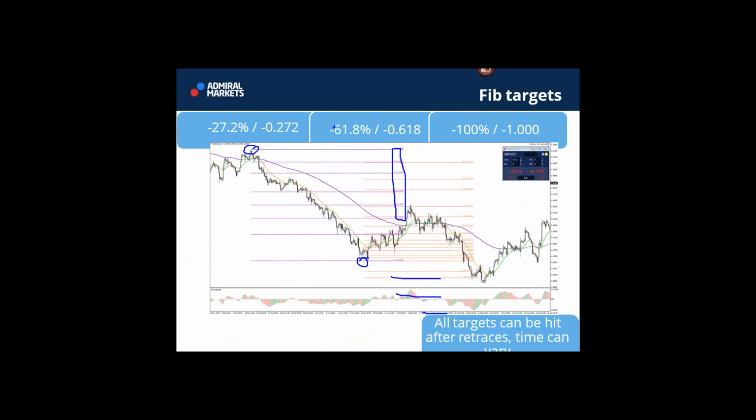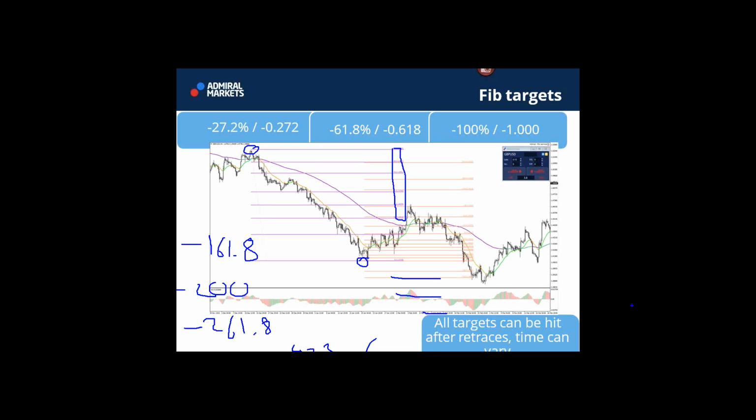I use the minus 272, the minus 61.8, and the minus 100. And other targets, by the way. But I don't know how many targets you want. These three, on average, should be enough. But I myself have minus 161.8, minus 200, minus 261.8, and even the minus 423.6 for very, very far extensions. All right. These targets are very valuable for take profits and for potential entries, as we're going to see next week.